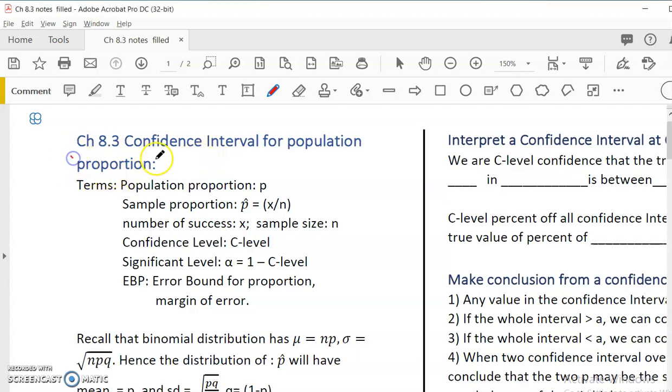The word proportion in statistics means the percentage of a particular category of interest. In binomial, the one that we are counting with a particular characteristic, we call the success, right? So the number of successes in a population.